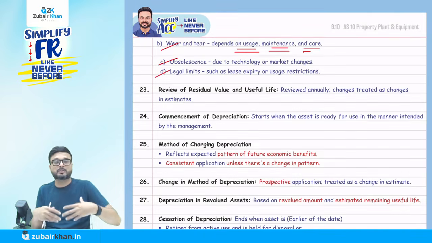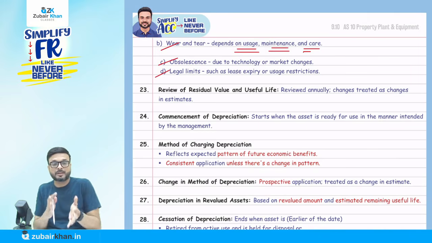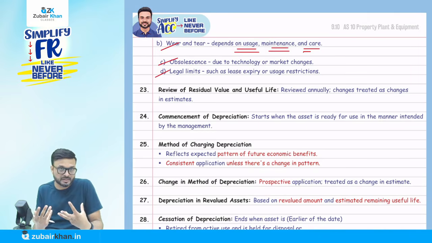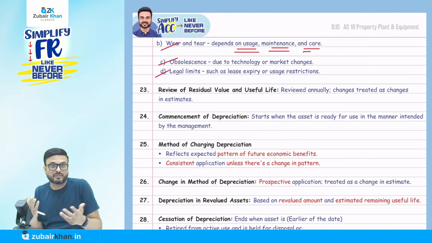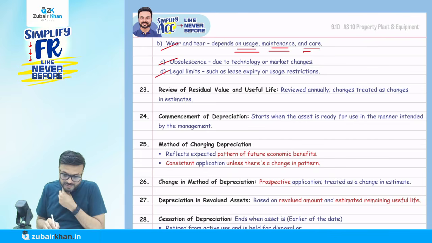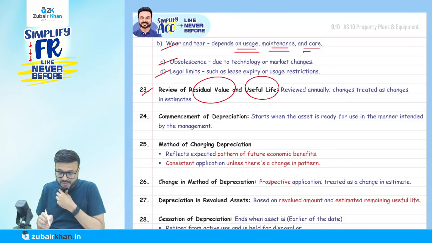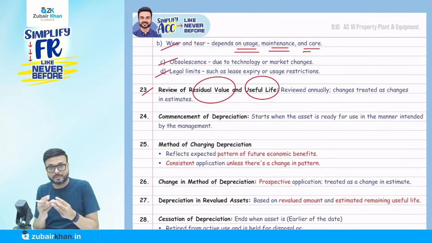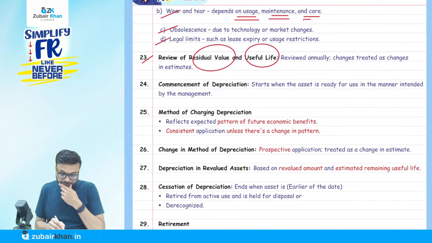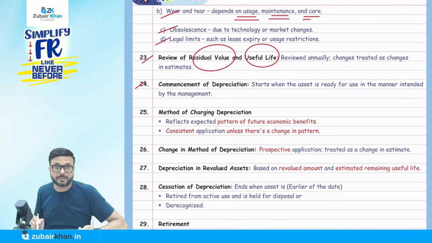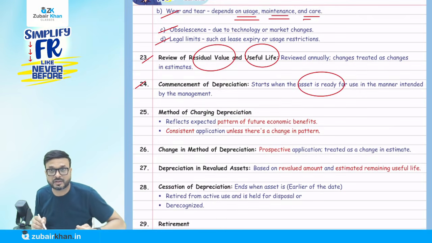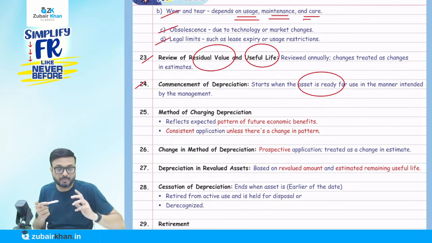For example, I don't know how it is in your state, but we cannot use a car more than 15 years in some states. So my life cannot be more than 15 years or like that. We have to review the residual value and useful life, because the amount of depreciation is going to be affected by a change in residual value and useful life. Now, when do I have to start charging depreciation? Depreciation commencement starts when the asset is ready for use, in the manner intended by management.